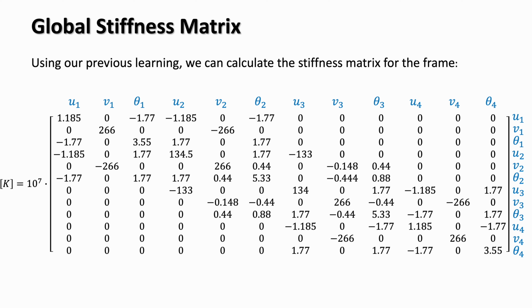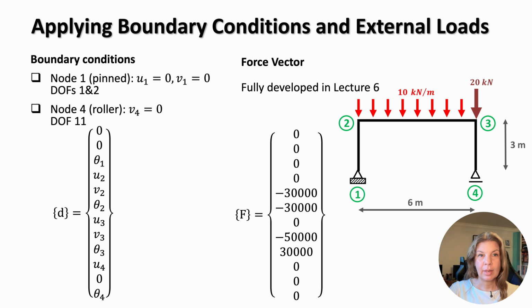Each element's local matrix is rotated into the global coordinates and then assembled according to connectivity. The result is this 12 by 12 matrix in units of 10 to the power of 7, which captures the coupling between all nodal degrees of freedom. Before solving, we apply boundary conditions and external loads.